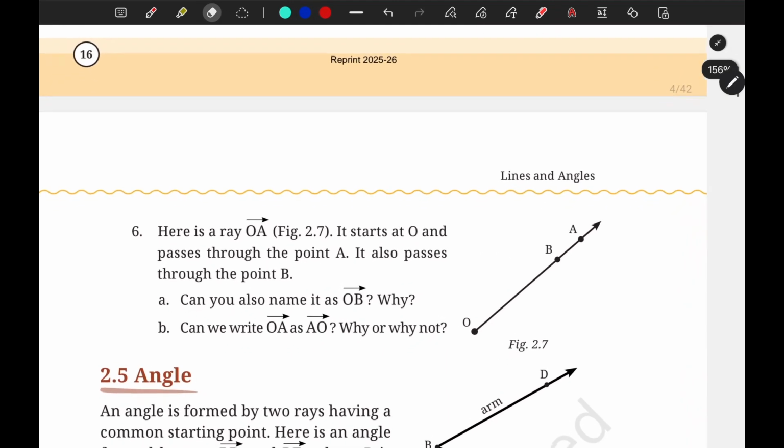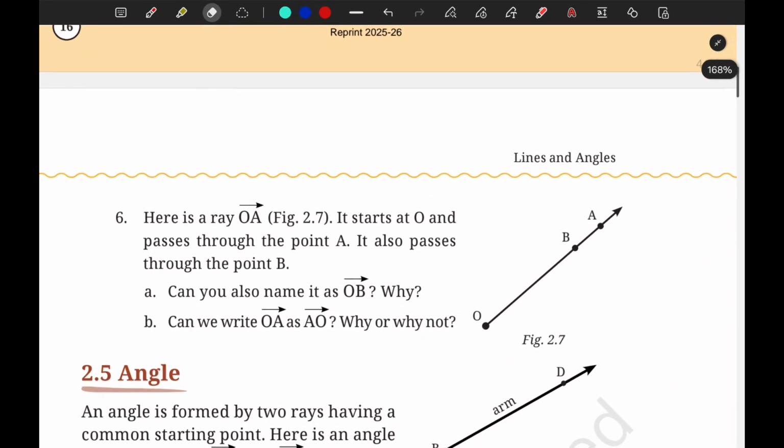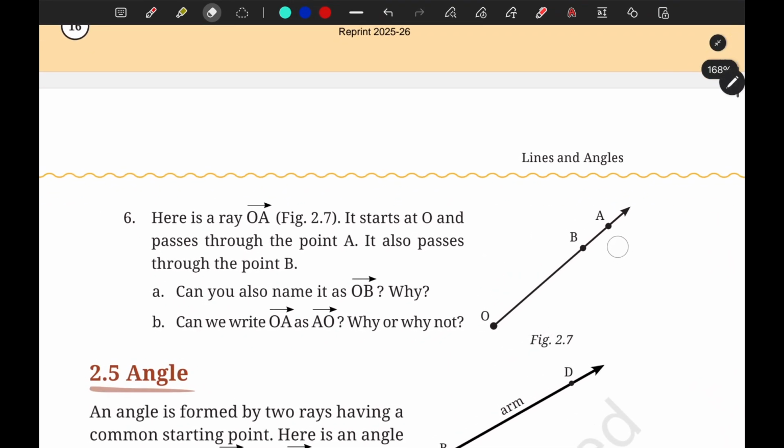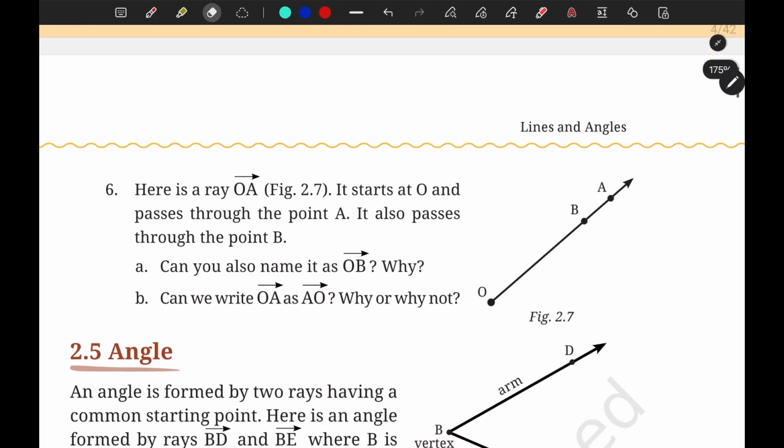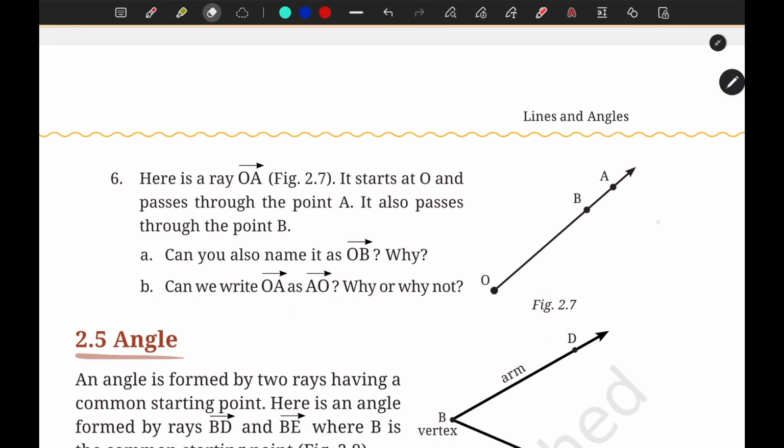And another question. Here is a ray OA. It starts at point O and passes through a point A. It also passes through point B. Can you also name it as OB? Yes, you can. Ray OB is also one of the rays in ray OA, because it is also one of the points in this OA ray.